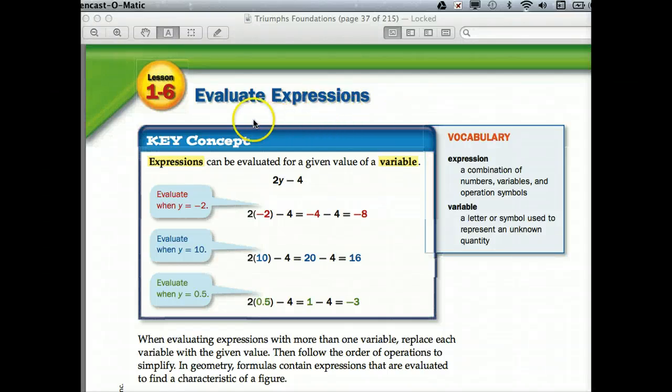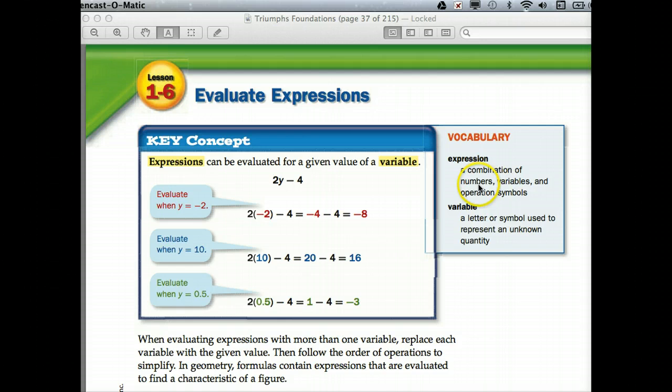All right, we're talking about the last lesson in this chapter. We're going to learn about evaluating expressions. So some of the vocabulary that we need to understand. An expression is simply a combination of numbers, variables, and operation symbols.